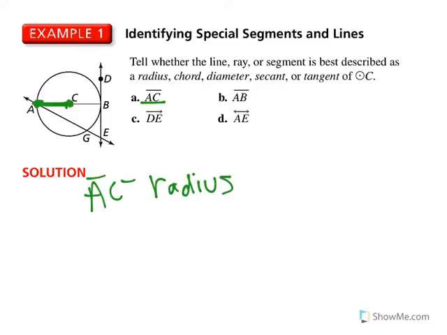Alright, so if we look at B, it says AB. Okay, so AB. And notice that this is actually a segment, okay?